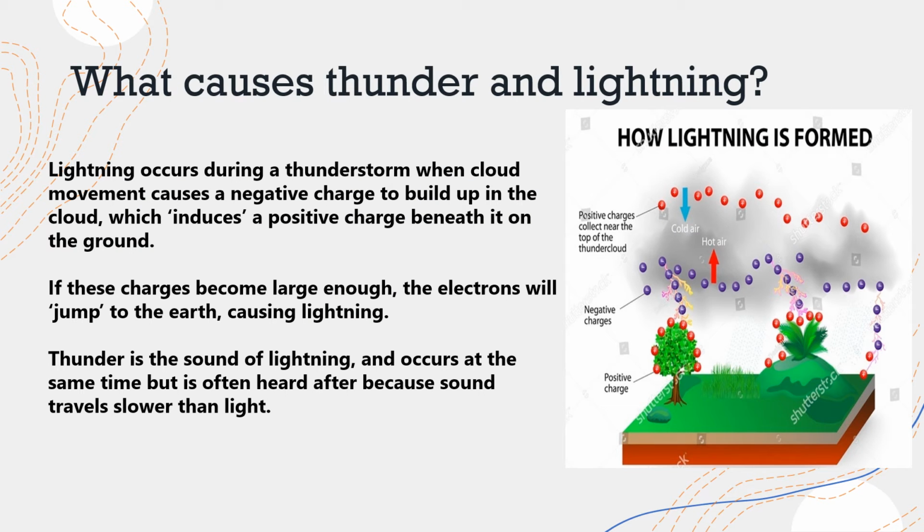So, we now know that cold and warm fronts can cause thunderstorms. But what causes thunder and lightning? Well, lightning occurs during a thunderstorm when cloud movement causes a negative charge to build up in the cloud, which induces a positive charge beneath it on the ground. If these charges become large enough, the electrons will jump to the earth, causing lightning. Thunder is just the sound of the lightning. It occurs at the same time, but is often heard after because sound travels slower than light.